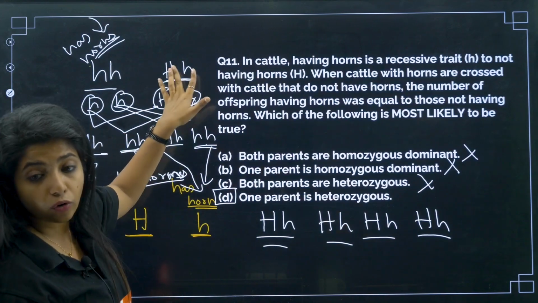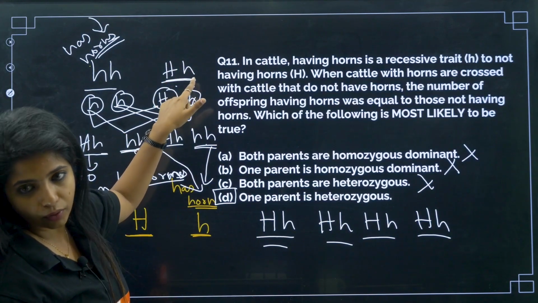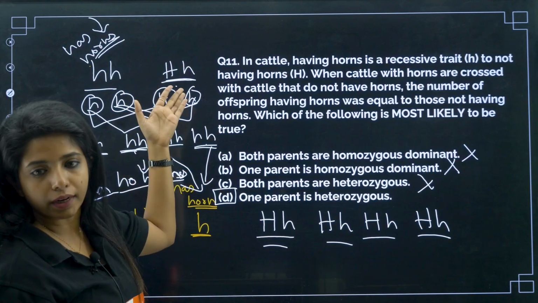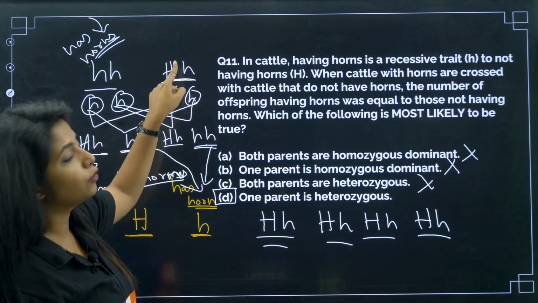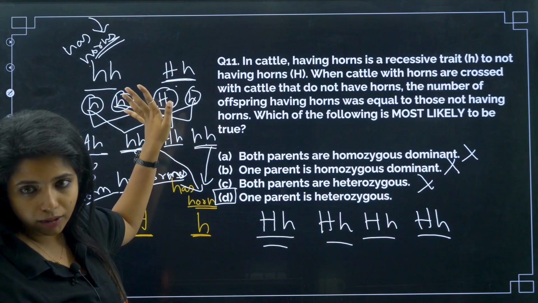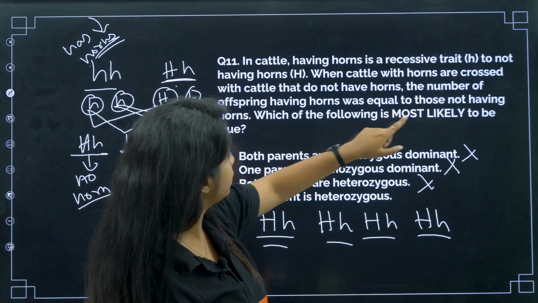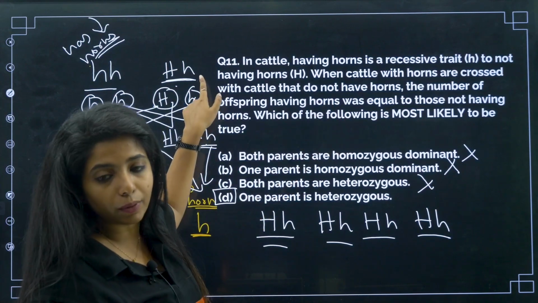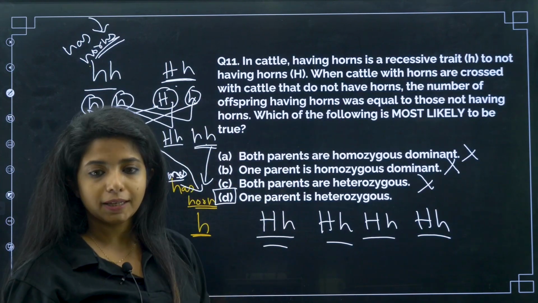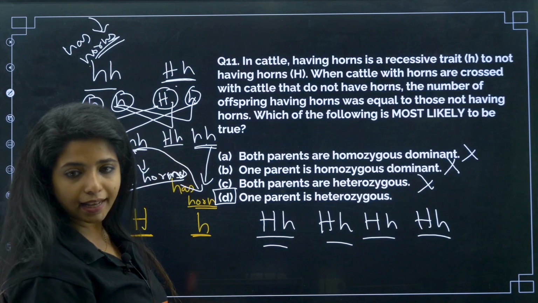If the parents were homozygous dominant, all of them will be showing the dominant character. All of them should be showing the dominant character. You want the recessive character, then you have to add a recessive allele. That's all. So if having horn is a recessive character, and you are getting this in the progeny, that means it will be like this. Don't do all the calculation and see. Okay, chalo. Next part of the question.